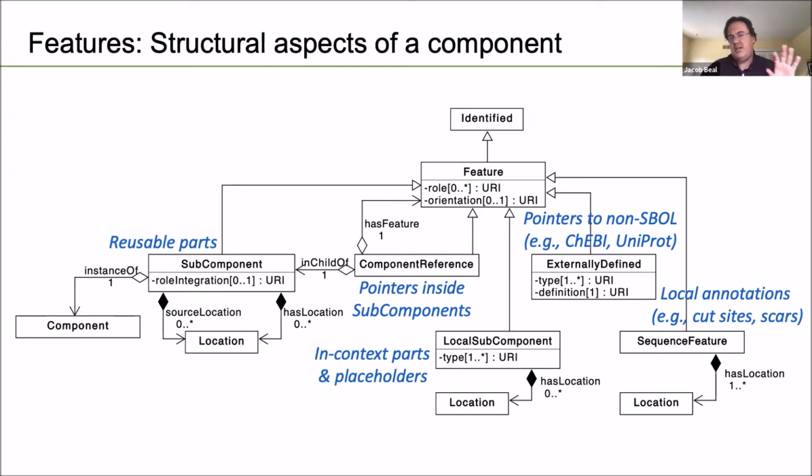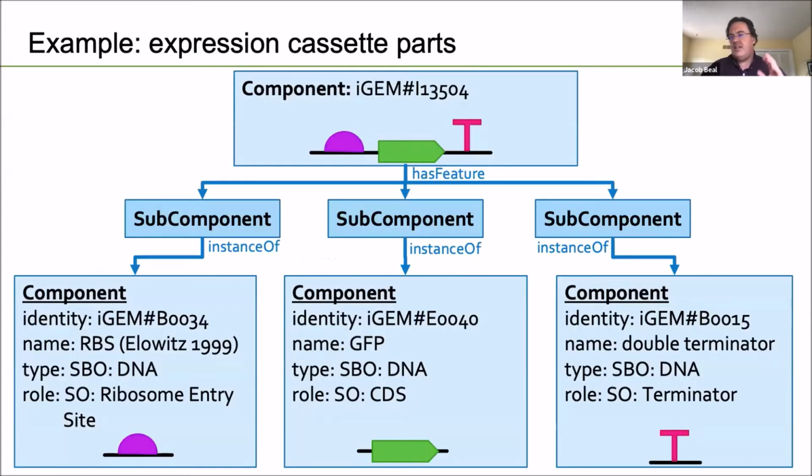But let's start with a simple aspect with subcomponents. So here is, again, our expression cassette, which is made up of 3 parts, as I said before: the ribosome binding site, the coding sequence, and the terminator. And so we express that by saying, here's my ribosome binding site. It is a subcomponent that is an instance of B0034. The coding sequence is an instance of E0040. And the subcomponent is iGEM's favorite terminator.